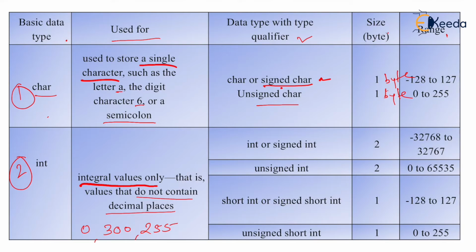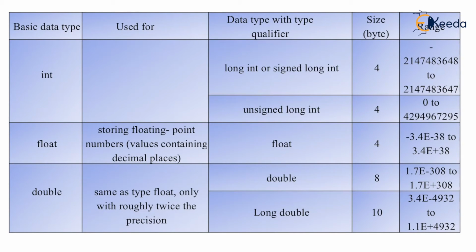Now for the int we are having different qualifiers. Which are they? Signed int, unsigned int, short int or signed short int, unsigned short int, then long int or signed long int, unsigned long int. So these are qualifiers which are present for the int.